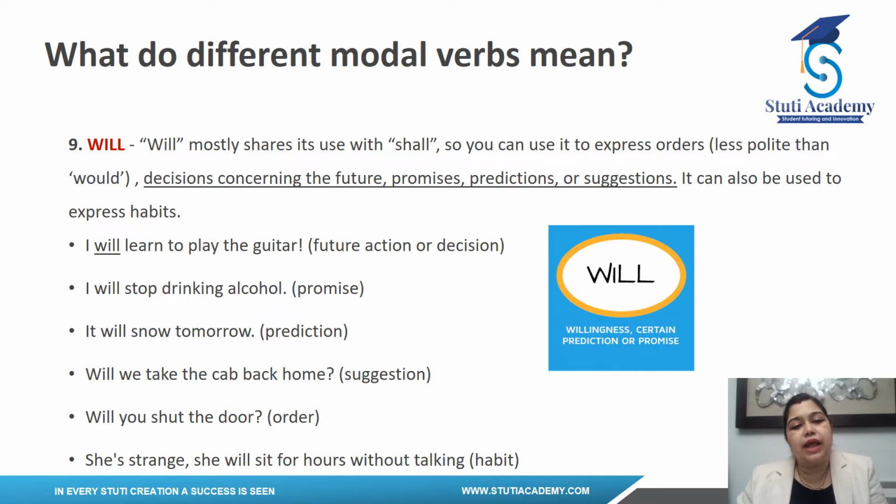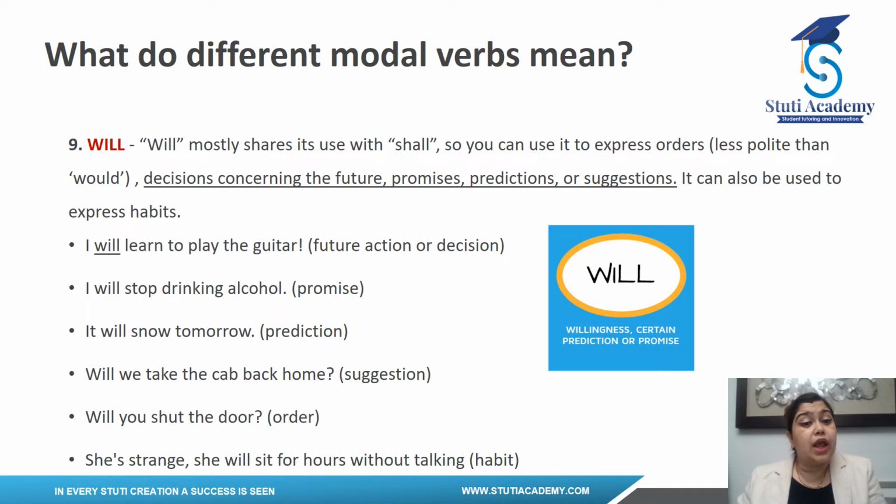I will learn to play the guitar. So what am I doing here? Future. I'm talking about I will learn to play guitar. So I'm talking about a future action or a future decision that I'm going to take. I will stop drinking alcohol. What am I doing? I'm promising you, I will stop drinking alcohol. Today I'm going to drink, but I will stop in the future. Yeah, most men do that.